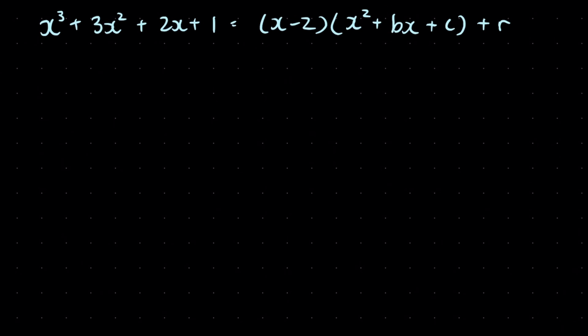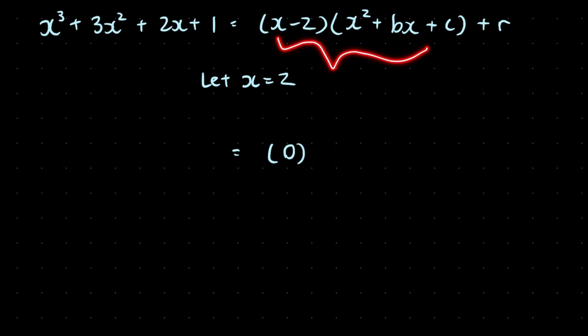But there are some things that make it a lot easier. The first thing you should pay attention to is: is there a value that you can substitute to make one of these expressions equal to 0? For example, if you substitute x is equal to 2, this first bracket would be equal to 0. And this will make this entire expression here equal to 0 as well. So that means we're just left with r.